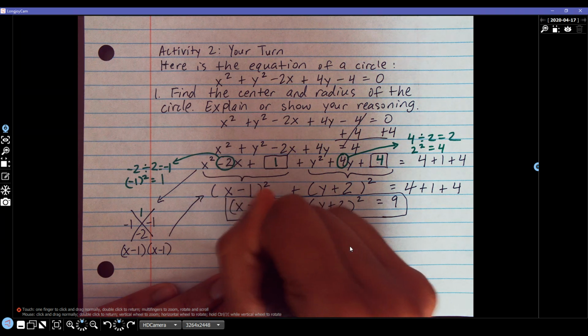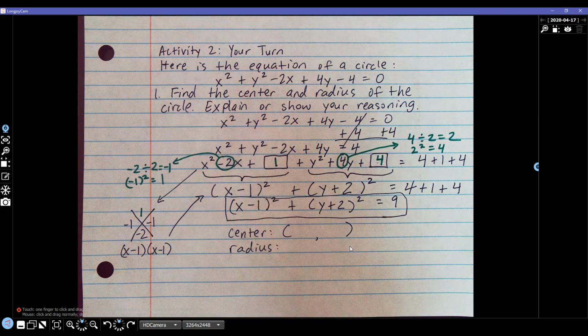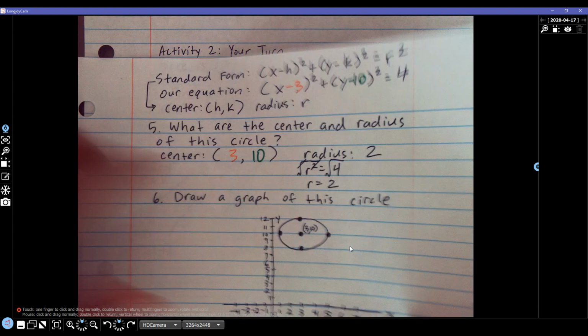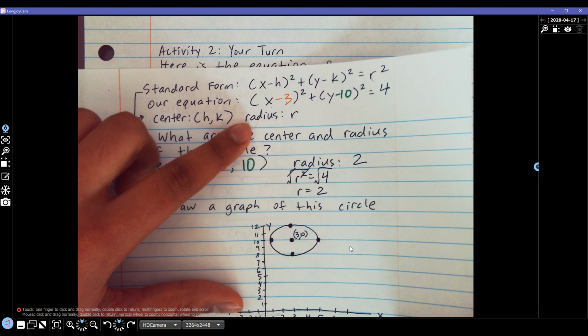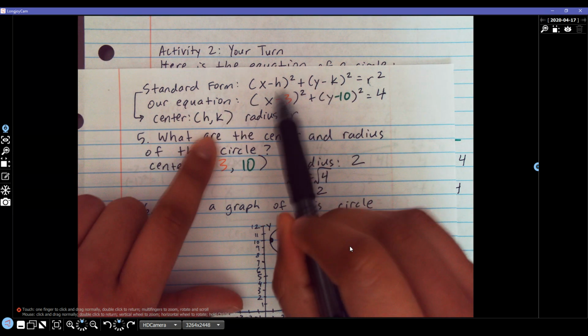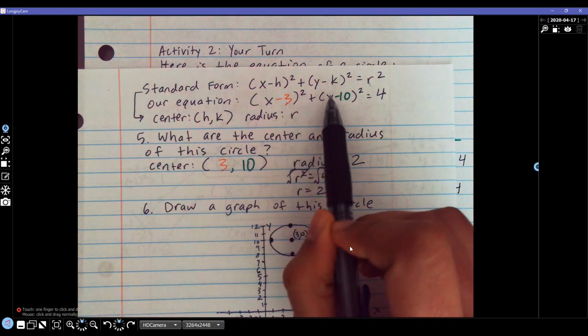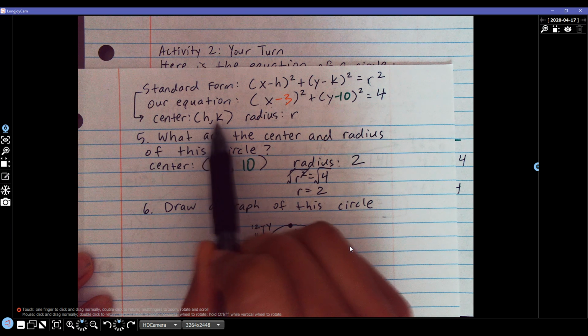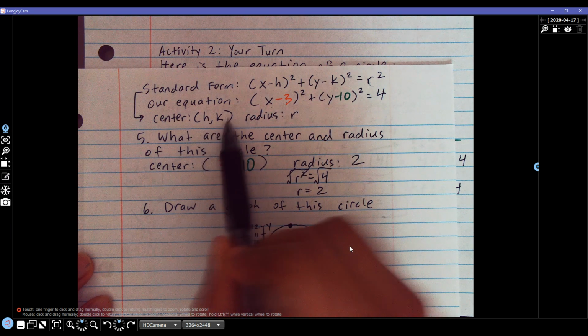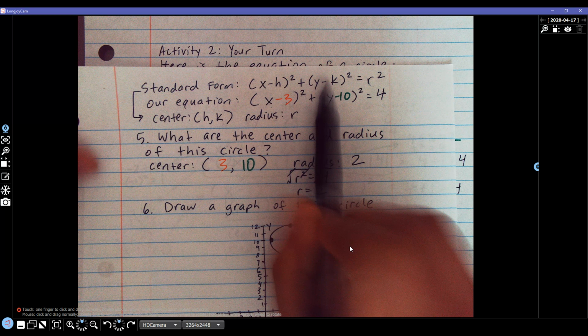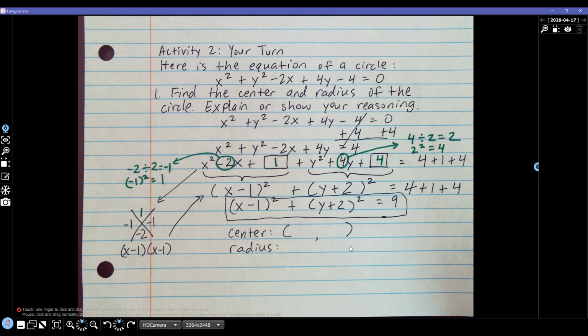So if you recall in our previous activity, right, we had used our standard form of our circle, our x minus h squared plus y minus k squared equals r squared. And then we know our center is going to be h comma k, and the radius is r. And you all had kind of derived this equation in the previous lessons.